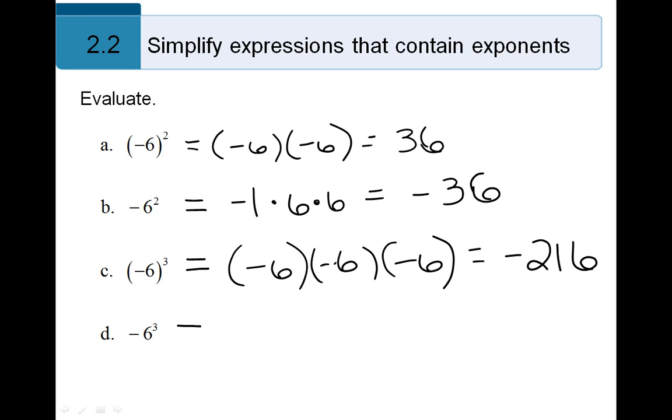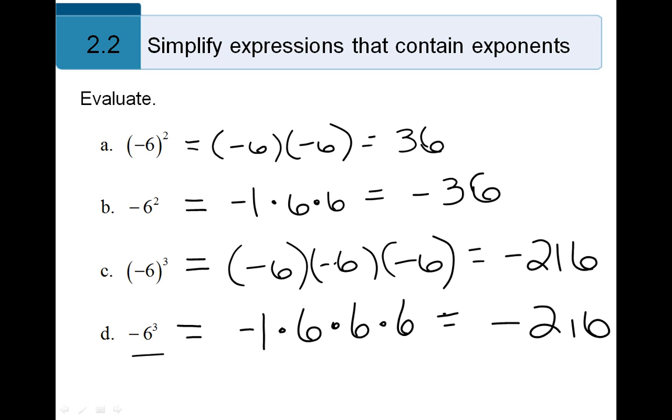In the example below here, this is not a negative 6 to the 3rd. This is the opposite of 6 cubed, so we need to think of it as being a negative 1 times 6 times 6 times 6. Notice this will also produce negative 216. However, C and D are negative for different reasons. In C it's negative because we have 3 negatives being multiplied together. In D it's negative because we're multiplying the 3 6's times a negative 1.